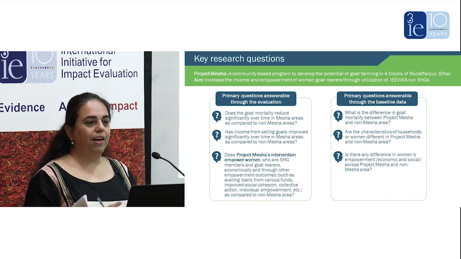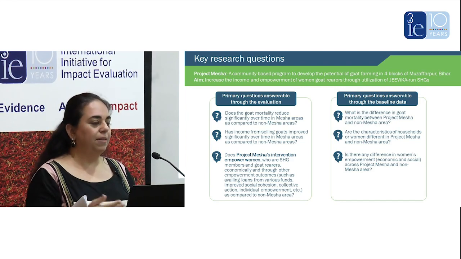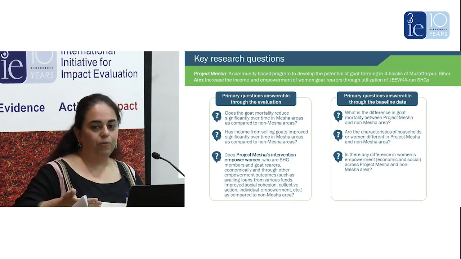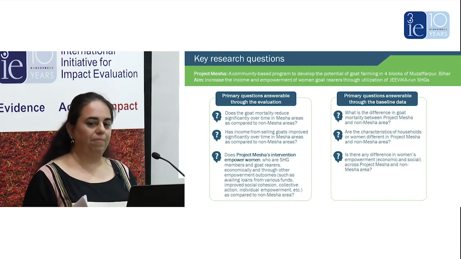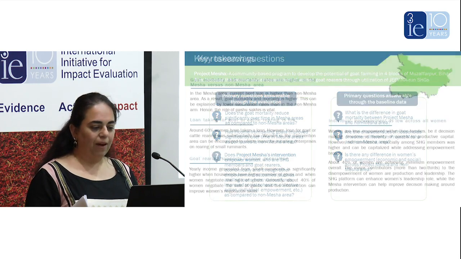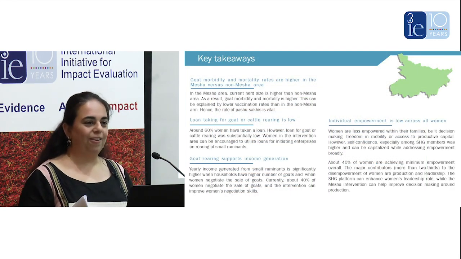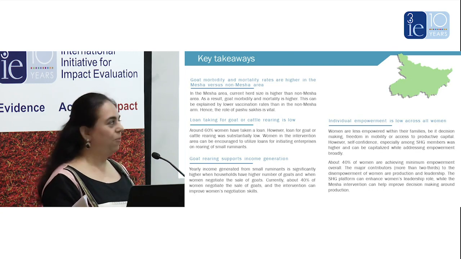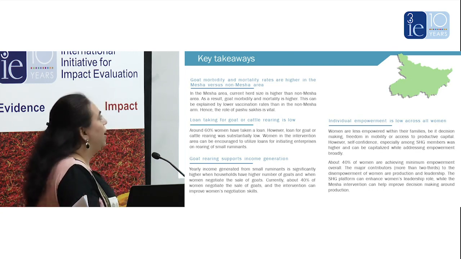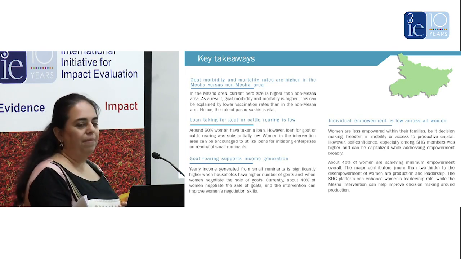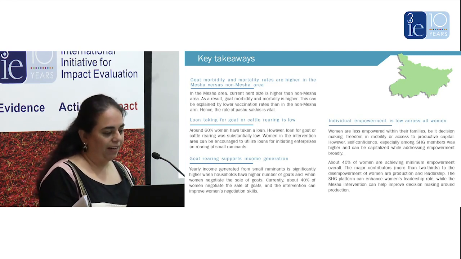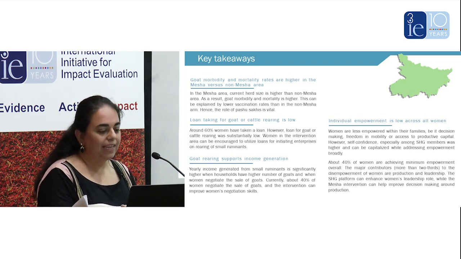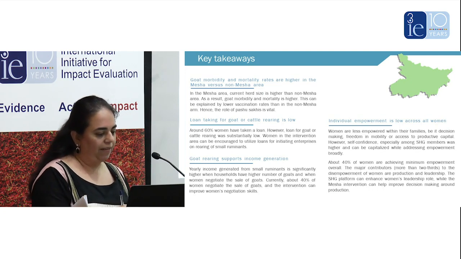And then in the non-Mesha area, we've gone to another district and done a similar survey where we've identified women who are self-help group members and primary goat rearers, and their counterparts, women who are primary goat rearers, but not yet members of self-help groups. So I want to begin backwards by telling you what the key takeaways are, and then we'll go over the evidence that gets us to this point. One of the key takeaways is that goat morbidity and mortality is slightly higher in the Mesha area versus the non-Mesha area. And one of the reasons is the herd size is larger in the Mesha areas. And goat morbidity, mortality is higher there. So there's also lower vaccination rates in the non-Mesha areas.